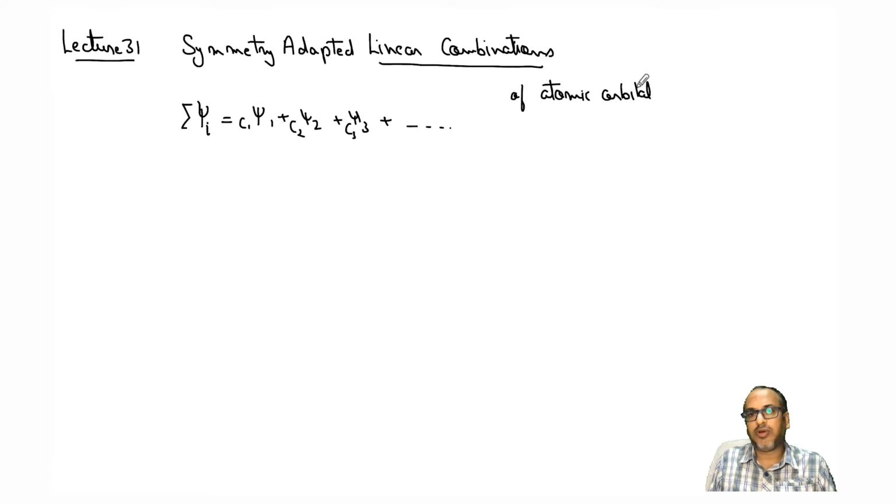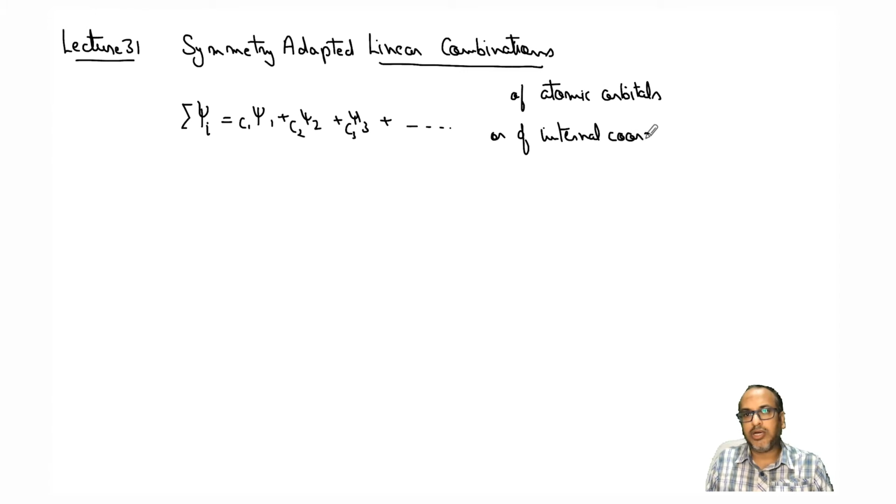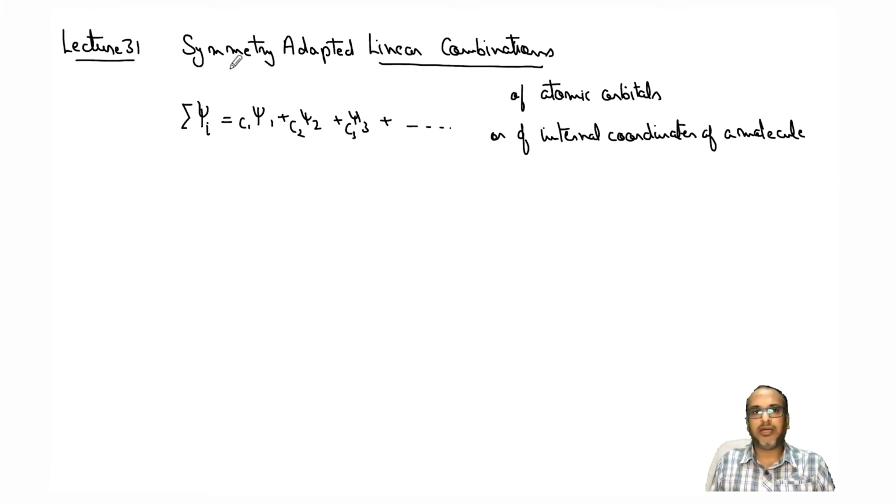that is, the wave functions of atomic orbitals, or also of something called internal coordinates of a molecule. We'll see what that is later, not in today's lecture, but later in this course. But today we will see what is the linear combination of any given function and what we mean by symmetry adapted.